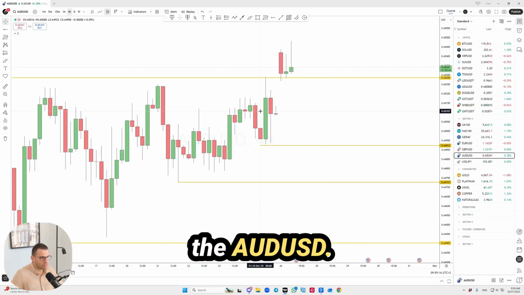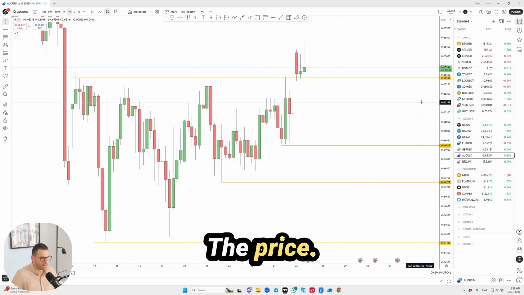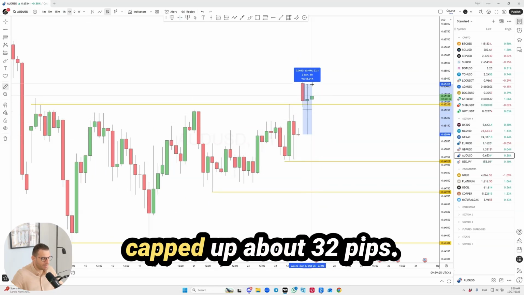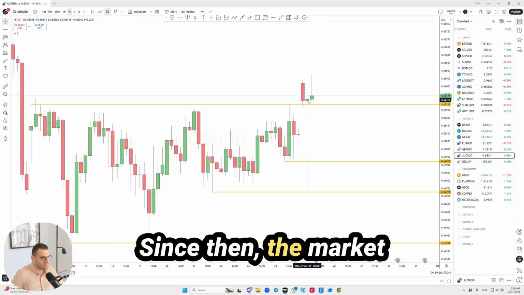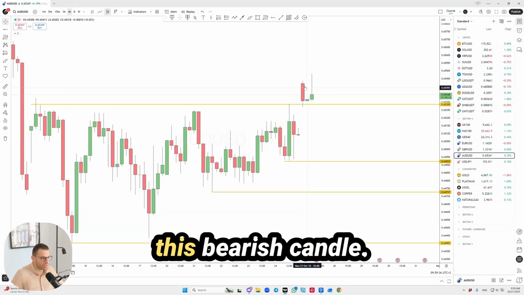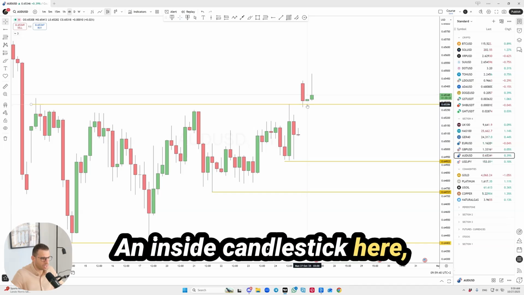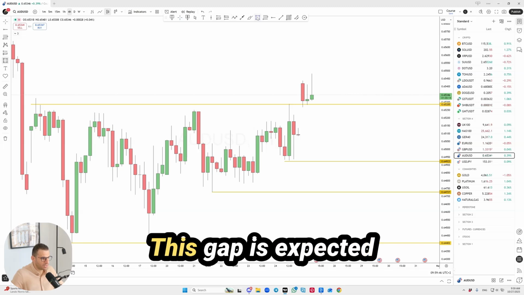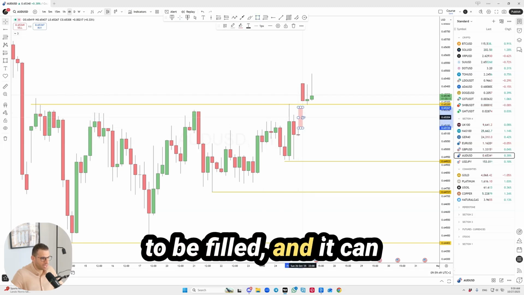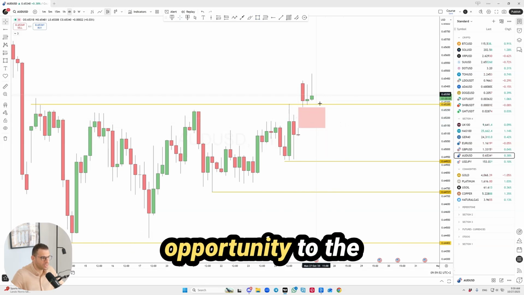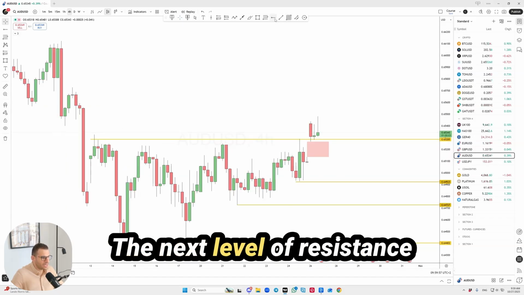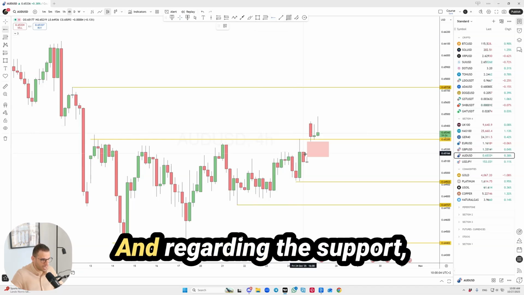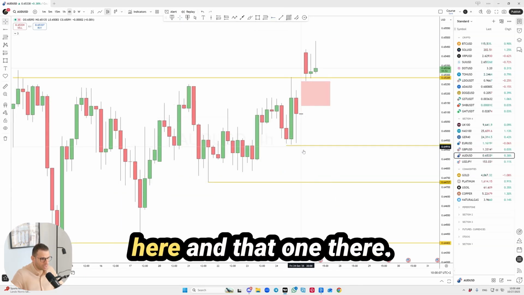We continue with the Australian dollar versus the US dollar. The price earlier this morning during the Asian trading session, and especially at the open, you see it gapped up about 32 pips. Since then, the market remained within the boundaries of this bearish candle, an inside candlestick here, a rejection of the top. That means the market most likely will push further down. This gap is expected to be filled, and it can be an attractive trading opportunity to the downside for many traders. The next key level of resistance will be right up there because it's a strong swing high, and regarding the support, it's going to be this one here and that one there.